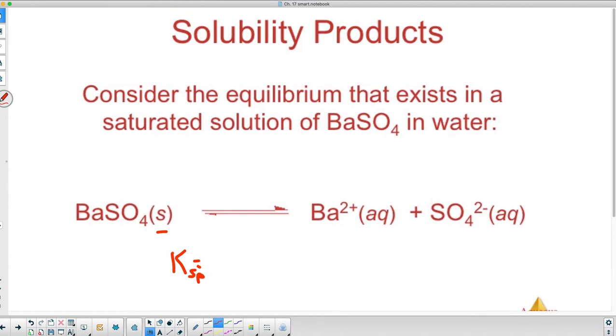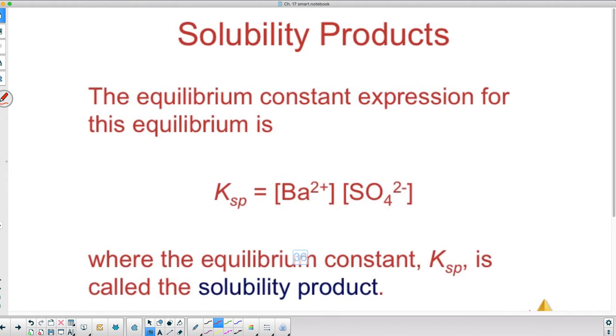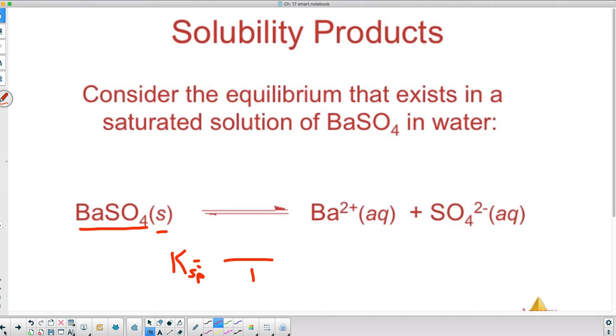Now, this is going to be specifically called Ksp. This would typically go on the bottom of our fraction, but because the bottom will have a 1, we won't even be doing that. We'll just be talking about the concentration of the Ba with a plus 2, and the SO4 with a minus 2, and because these two are a 1 and a 1, there are no superscripts or exponents that go with that.